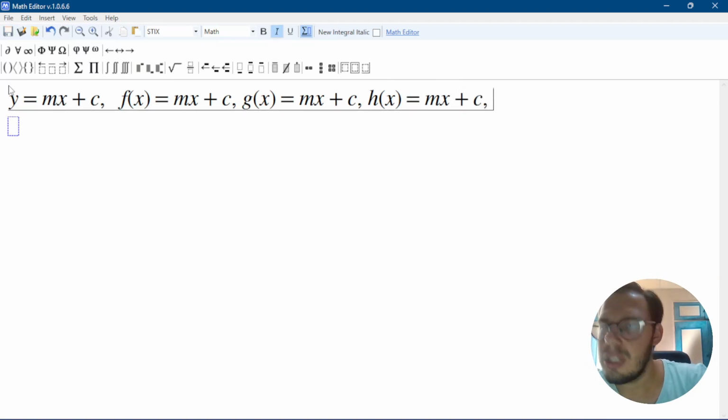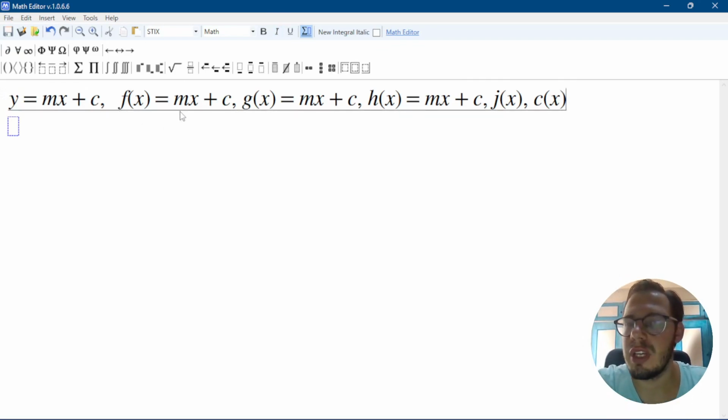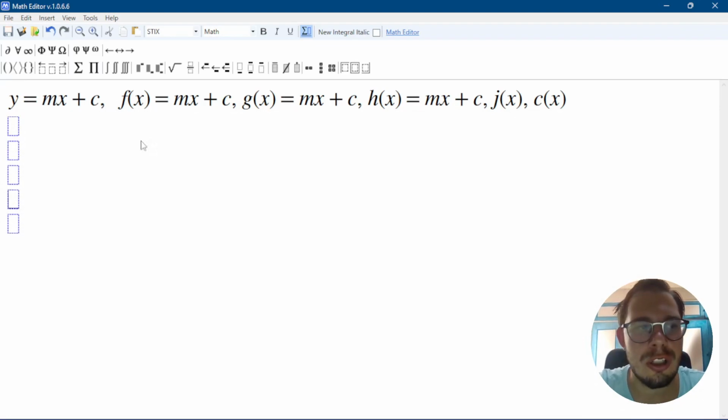So you can actually use j of x, maybe c of x, but let's say the test uses g of x and f of x. You can't just switch it to h of x and c of x. But if you're doing your own functions, then it doesn't really matter. It's just to label your functions.